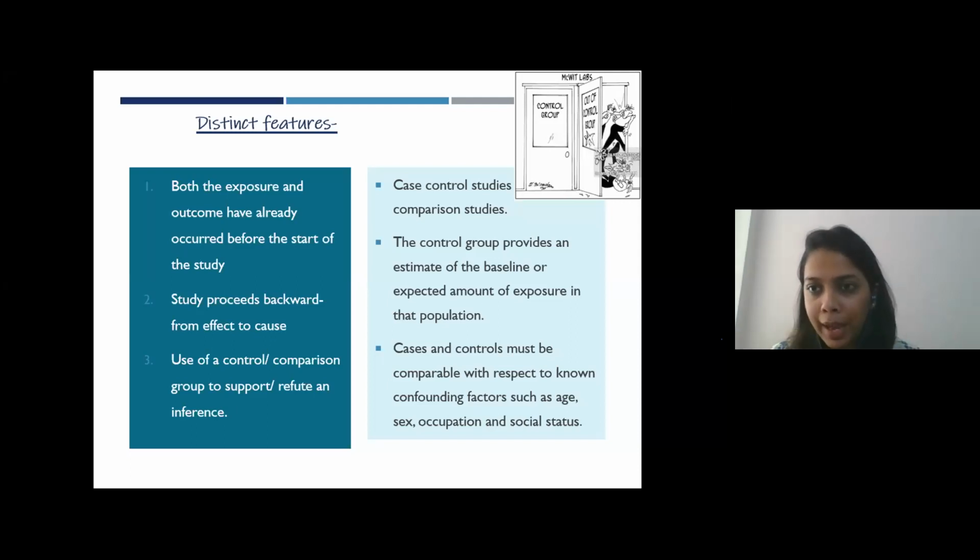So basically you're going backwards. You're just collecting information. You're basically going back and collecting information from records. And you need a control or comparison group to either support or refute your inference. Okay, this control group gives you a baseline on the expected amount of exposure in that population. So if your cases have a higher exposure, then you can associate the fact that they have the condition because of a higher exposure.